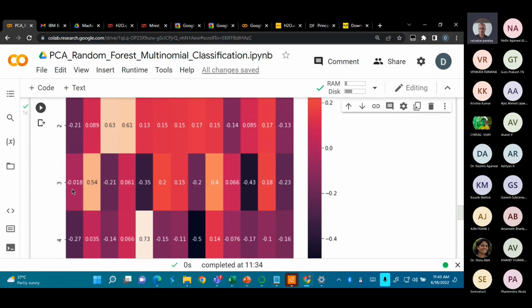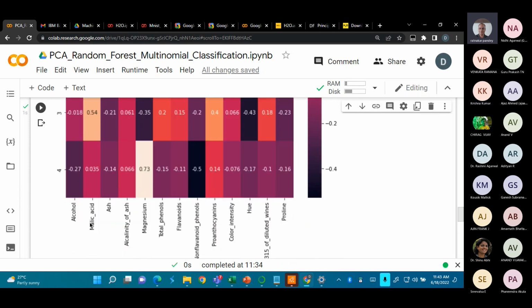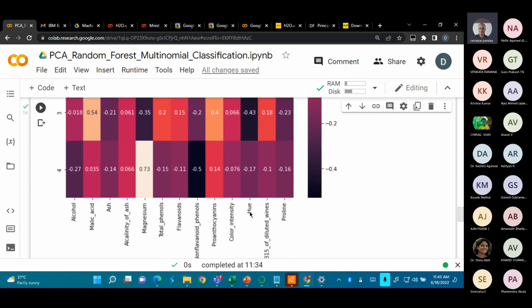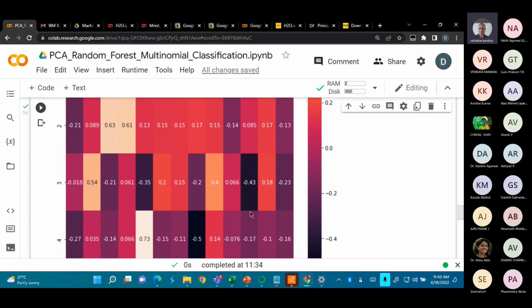Now, who can tell me what the top two features are in the next principal component? Again, look horizontally. So let's look at this. This is the highest value, 0.54. And this is the second highest value, right? So 0.54 is malic acid and negative 0.43 is hue, right? So you can see these are the top two variables in that component.